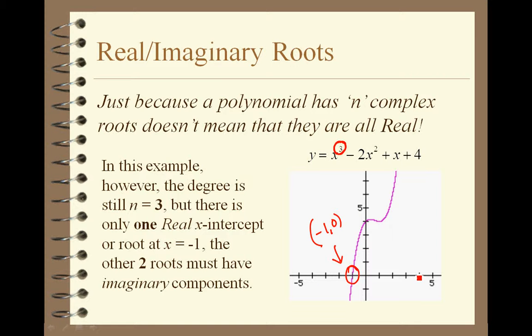So this tells us that even though the degree is n equals 3, there is only one real x-intercept, and that's -1. The other two roots must be imaginary. So it involves an i. And of course, we can't determine roots that involve i graphically.